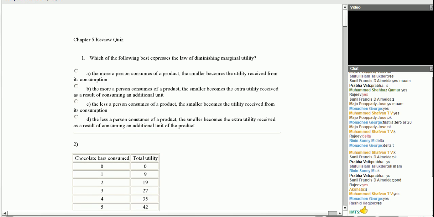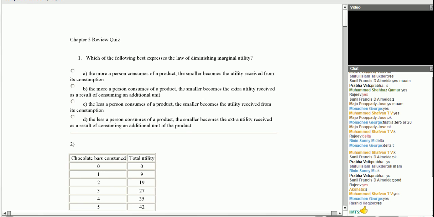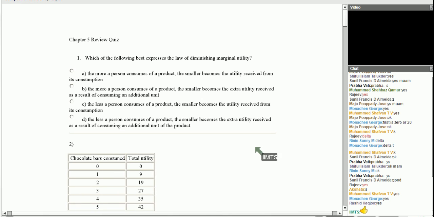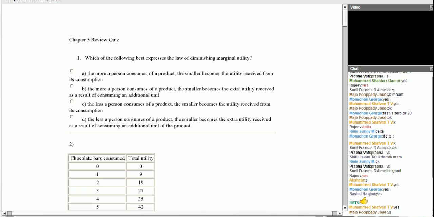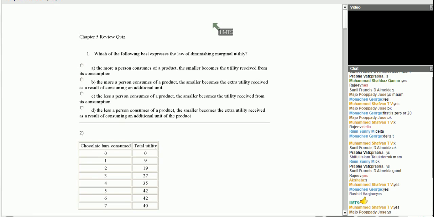I'll just first adjust the resolution so that it's visible to everybody. Now everyone can see properly. No, I think some words are not visible. Just a second. It's better now.